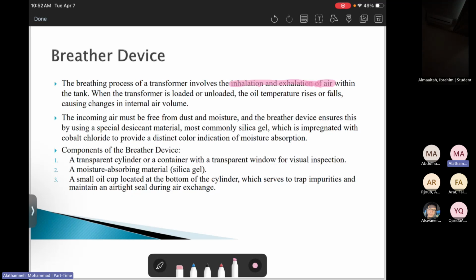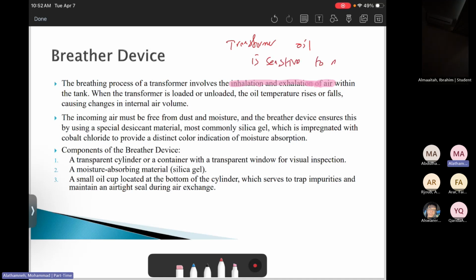How can they be exhaled? We free them through the air breather device. But sometimes we also need to inhale. For example, if the temperature is reduced, then we need to inhale. How do we inhale? There should be some incoming air. But the problem is that the transformer oil is sensitive to moisture and dust.